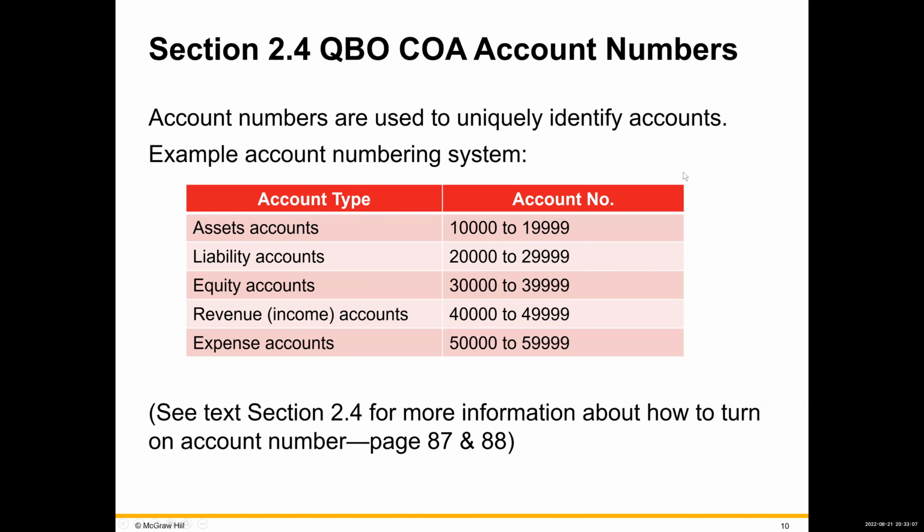Now, account numbers are used to uniquely identify accounts. Like I was telling you before, if you want it to be an asset, it's got to be in the 10,000s. If you want a liability, it's got to be in the 20,000s. Equity, 30,000s. Revenue, 40,000s. Expense, 50,000s. Now you can make whatever system you want, but this is a basic one that a lot of people probably use.